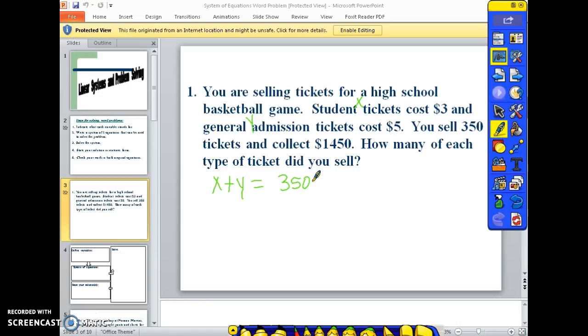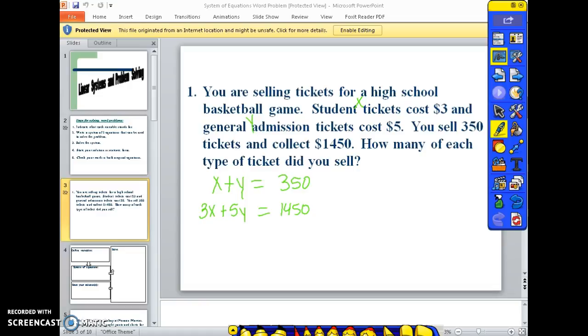If the total amount I spent was $1,450, student tickets are $3 per ticket, and general admission is $5 per ticket. Once you have two equations, then you can solve. It can be substitution or elimination, it doesn't matter. In order to solve using elimination, you have to be in standard form: something X plus something Y equals something. It has to be set up like this. Since this is in standard form, I'm going to go ahead and do elimination. But again, it doesn't matter which way you solve it, you'll get the same answer.